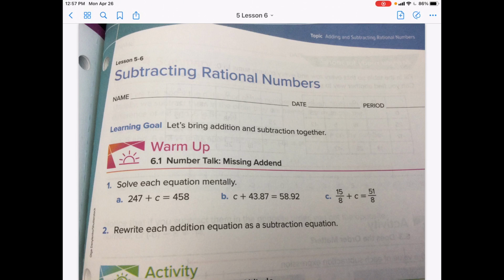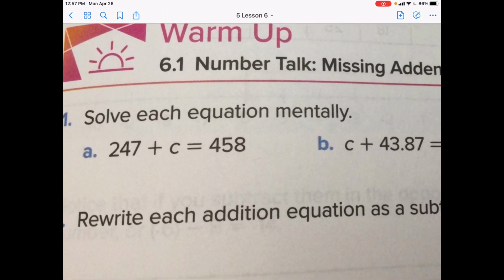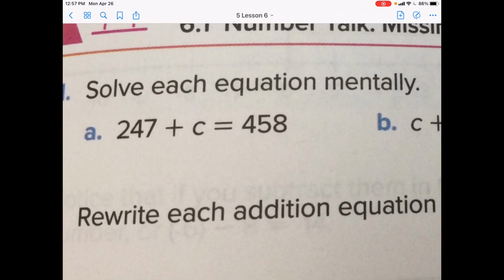Today we're going to start with our warm-up, number talk, missing addend. First you're going to solve each equation mentally, and then rewrite each equation as a subtraction equation. Pause the video now to take the time to do that. Welcome back. If you were able to solve that, we're going to double check your answers, starting with letter A.